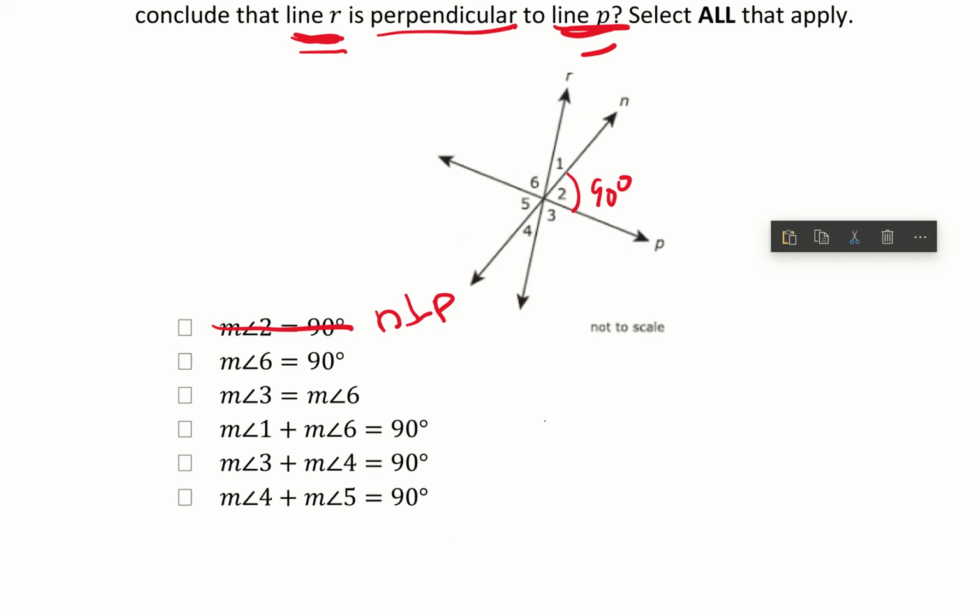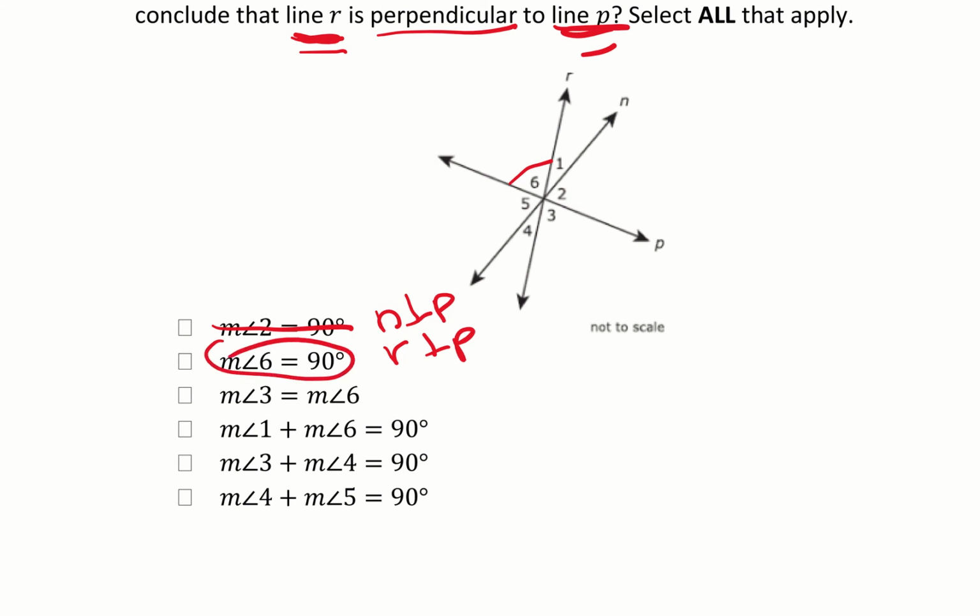Angle 6 is equal to 90. So what does that mean? So if angle 6 were equal to 90, that's this angle right here, well, that would indicate that R is perpendicular to P. So yes, that is true. That is what we want. So far, so good.